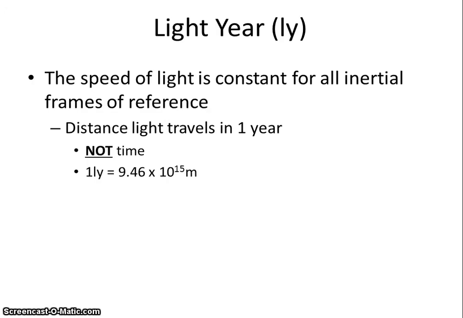Probably the unit that you've already heard of is called the light year, and we write it LY to abbreviate it. It's a great way to measure distances because the speed of light is a good constant all over the universe, independent of how fast an object is moving. It's defined as the distance light travels in 1 year, and it's important to remember that it's not a unit of time, it is a unit of distance. 1 light year is equal to 9.46 times 10 to the 15th meters.